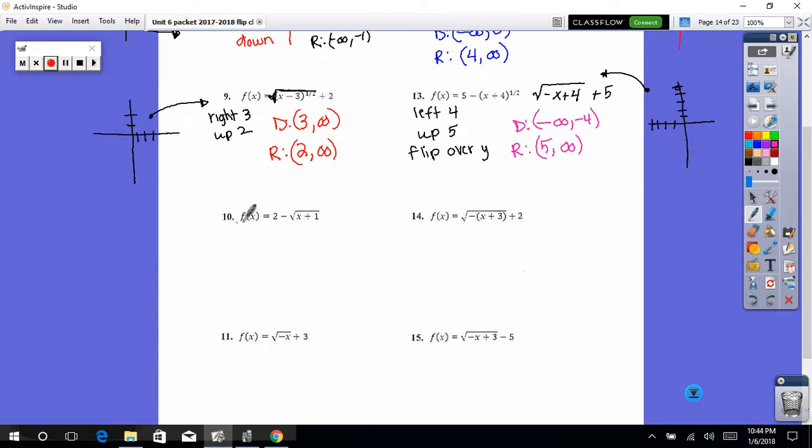Okay, I know number 10 looks a little different too, but nothing a quick little move the 2 to the end can't fix. Okay, so we have a flip over our x-axis, so we flip them upside down. Left 1 unit and up 2. Okay, so left 1, up 2, and he is flipped upside down.